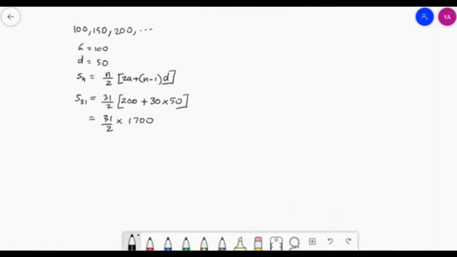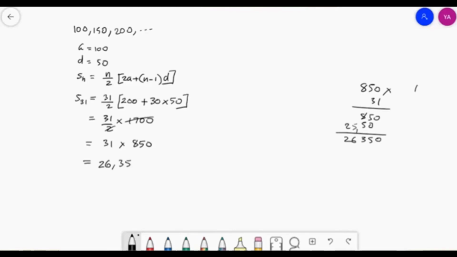So you take half of 1700, you can cancel by 2, that gives 850. So we just multiply 850 into 31.